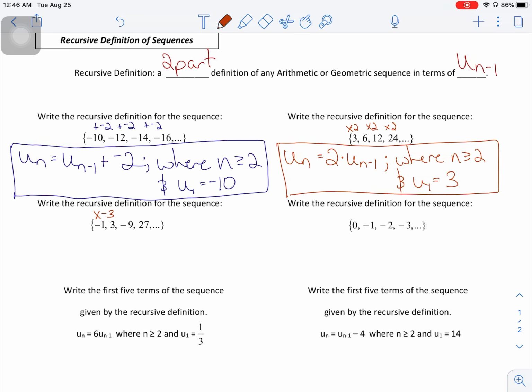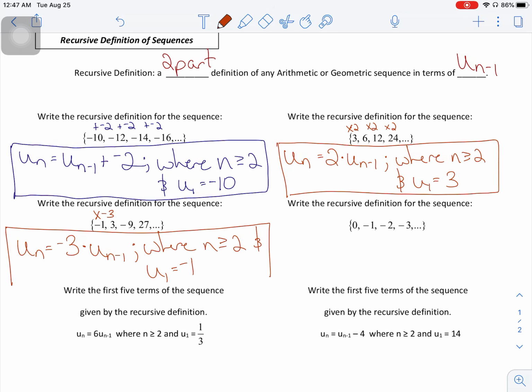So the recursive definition: u sub n is equal to negative 3 times the previous term, where n is greater than or equal to 2. The number of terms in the sequence has to be 2 or more, and the first term in the sequence, u sub 1, is equal to negative 1. We need to define where this sequence starts. So that's why you have to put in there u sub 1 is equal to whatever it is.